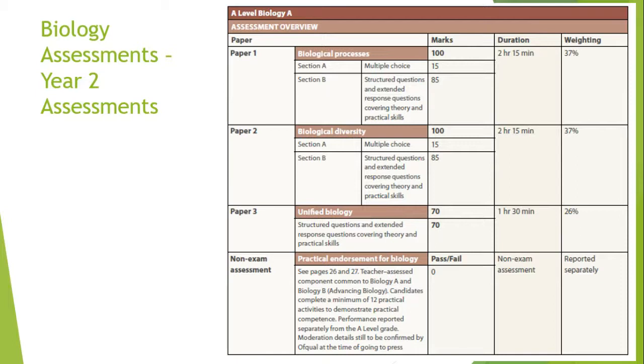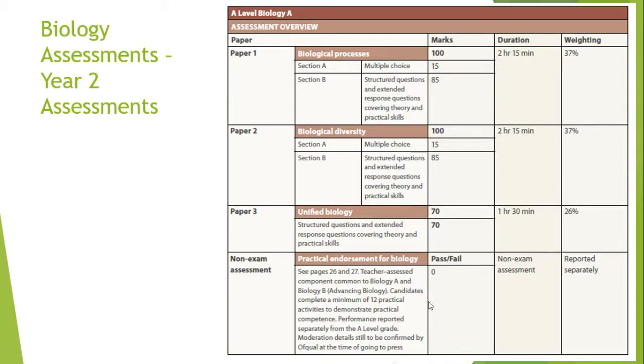For those assessments, the unified paper, paper 3, basically you could be asked anything. So it could be on all 6 modules that you've done throughout the course. That's a smaller paper, a shorter duration, and the weighting is only 26% for that assessment.